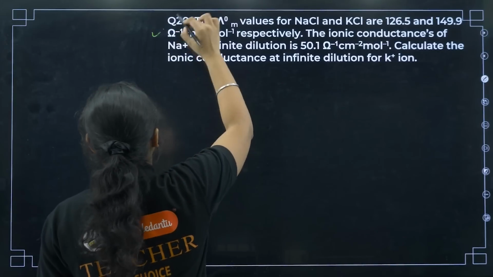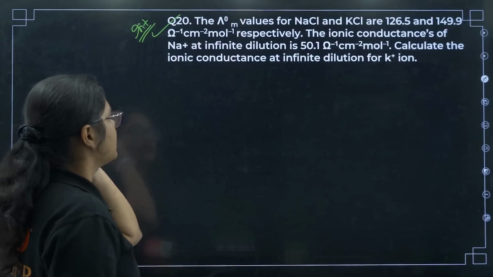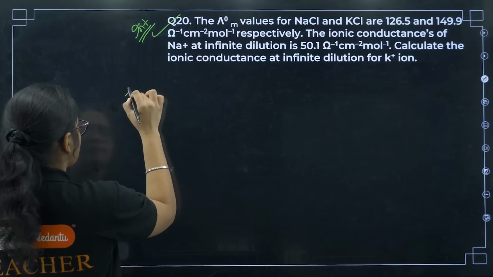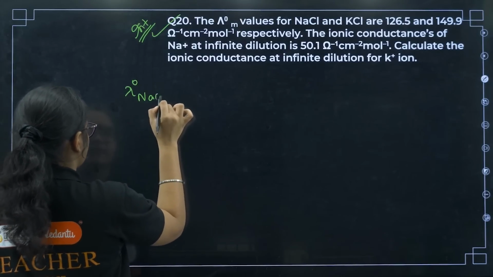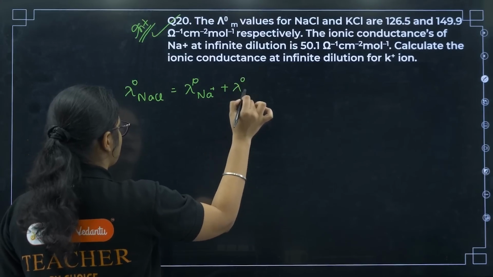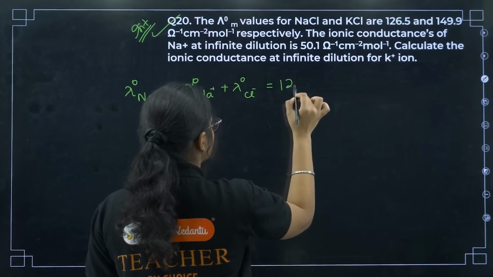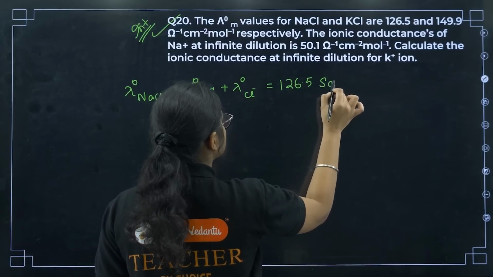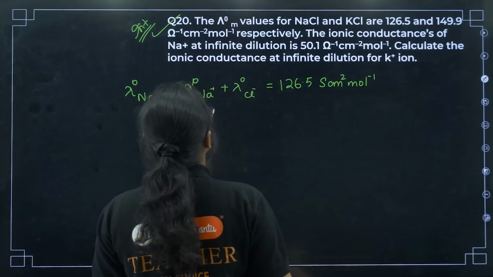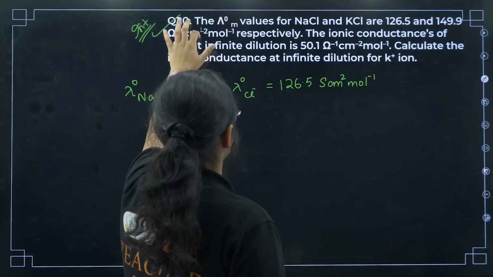Next, question number 20, I find a very interesting and easy question as well. The lambda m values for NaCl and KCl are given to you. So I can write the molar conductivity of NaCl, which is equal to the molar conductivity of Na plus and the molar conductivity of Cl minus, that is equal to 126.5 S centimeter square mole inverse. Here some typing error is there in the unit, so please ignore it.